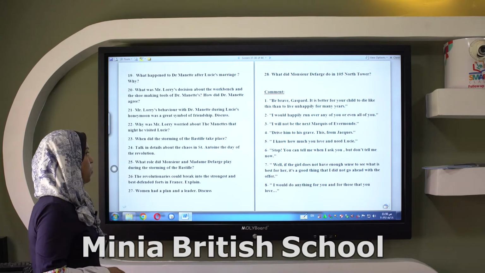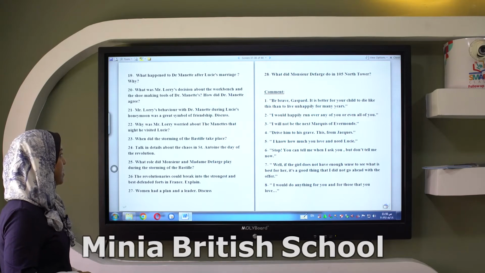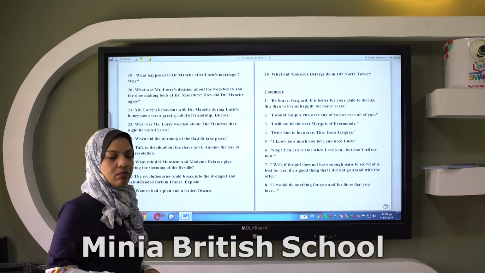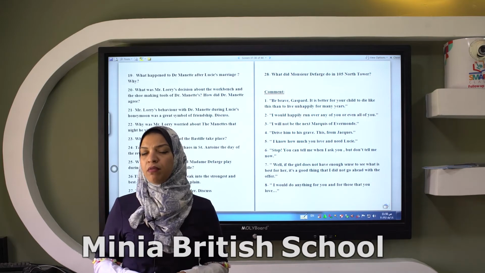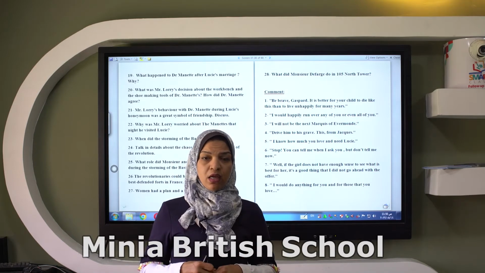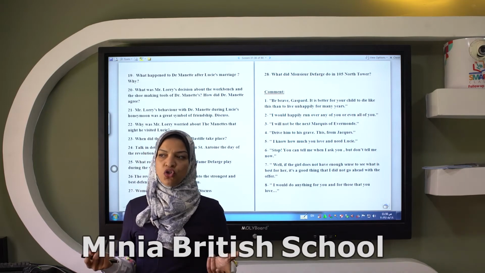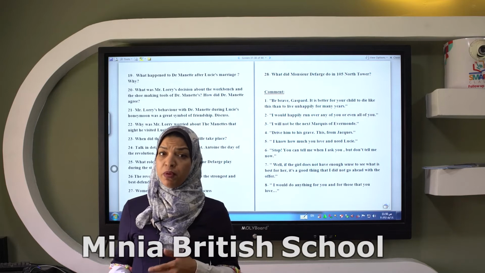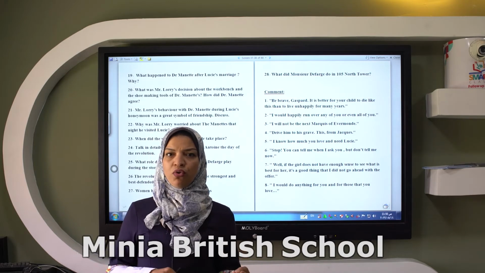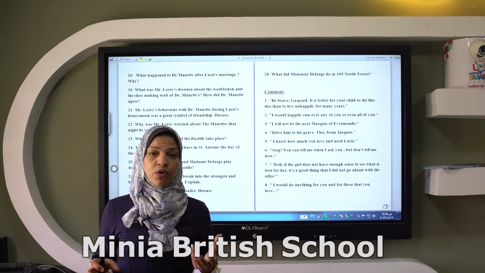Next is when we talk about why Mr. Lowry was worried about the Manettes the night he visited Lucy. Absolutely, that night Mr. Lowry spent the day having some suspicious events in the bank. There were so many French people who put their money in the bank, or at least started transmitting their money from France to England. At this time, Mr. Lowry thought that something wrong was about to happen in France. That's why he was worried about the Manettes.